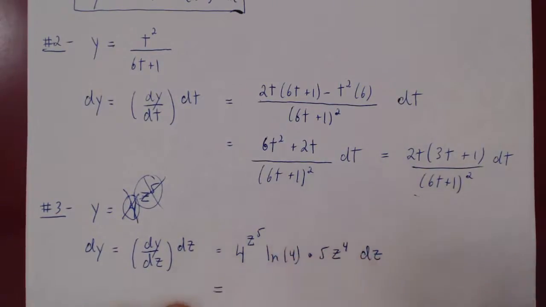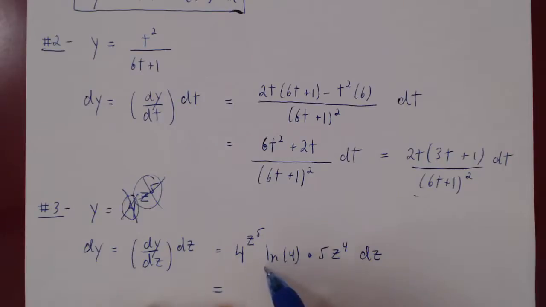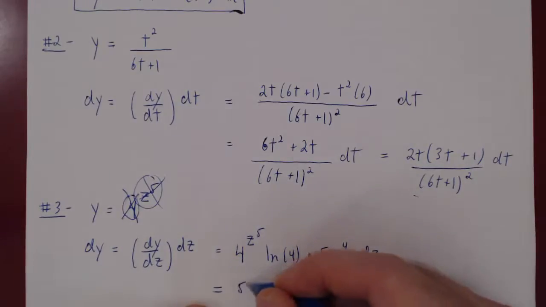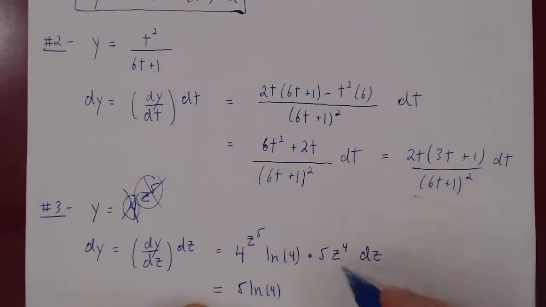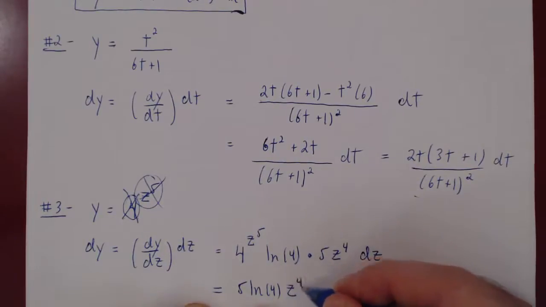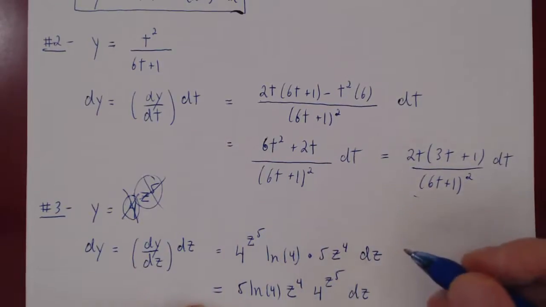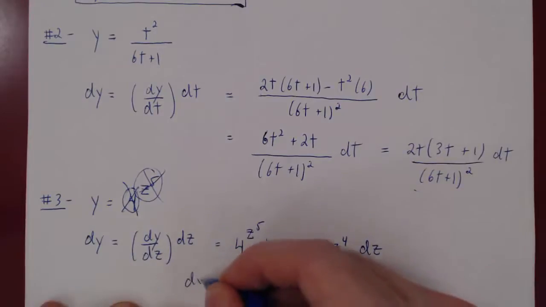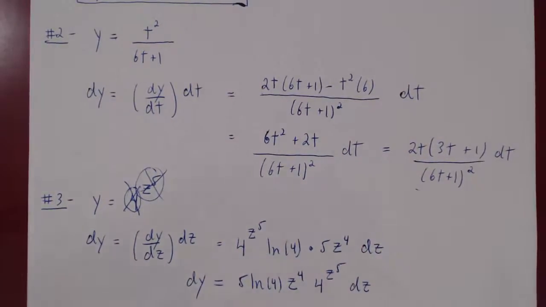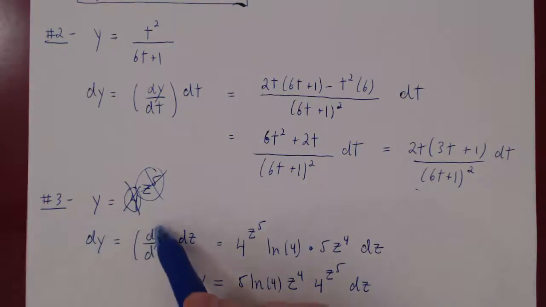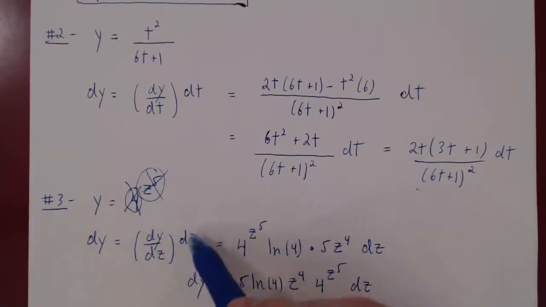As always, we rewrite this with the simplest terms first, then the more complicated terms. The constant terms are ln of 4 and 5, so we'll write 5 ln of 4. Then we have a z to the 4, and a 4 to the z to the 5, times, of course, the change in z. And that is the differential dy. So you see, nothing really new here. All you want is the change in y, and that's the derivative of the function with respect to the variable, in the particular case, times the change in the independent variable.